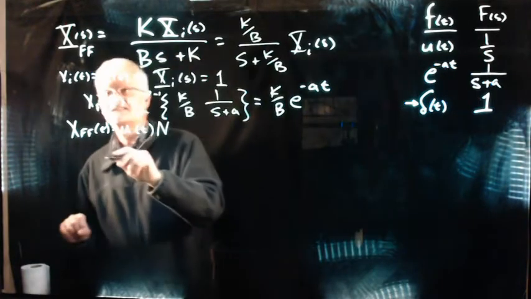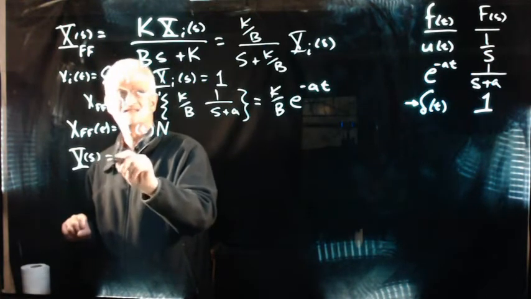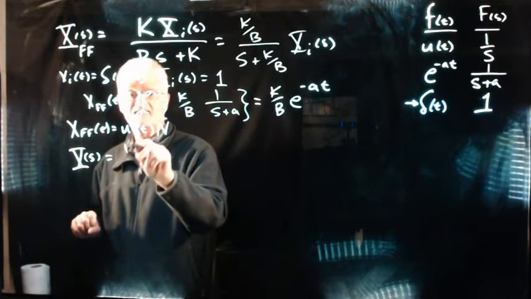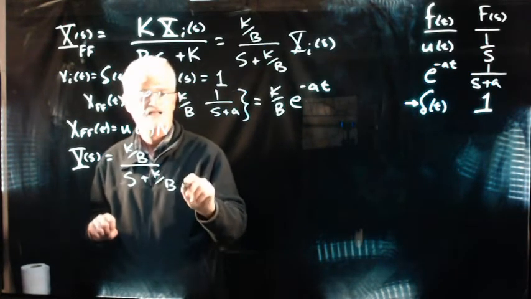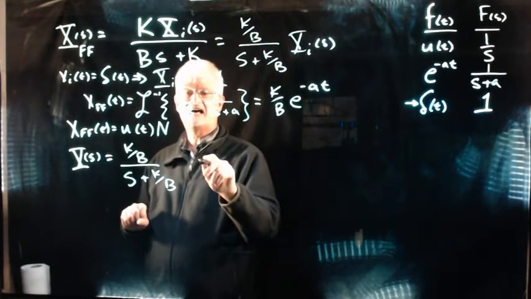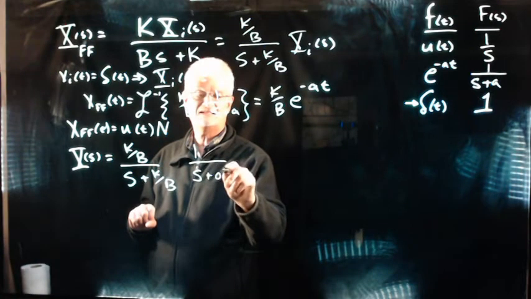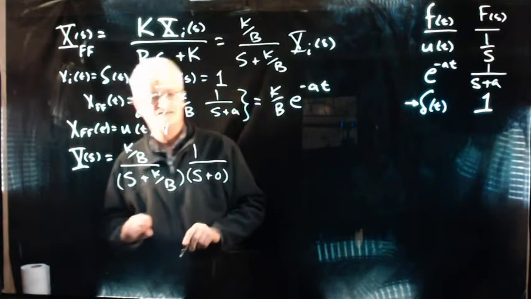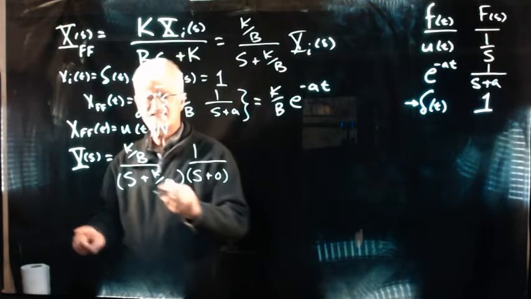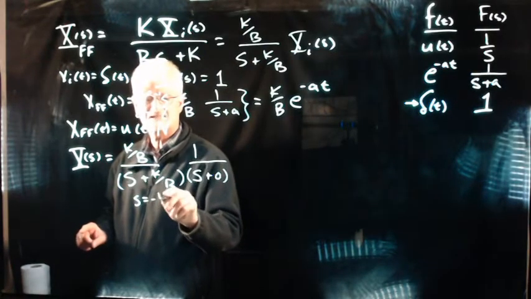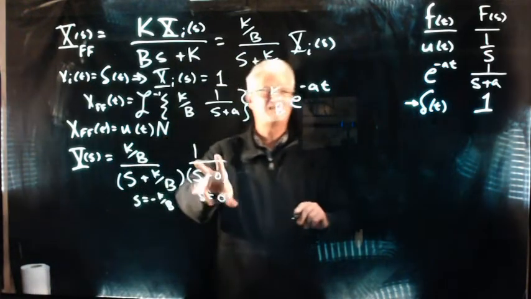Okay, so what we can see is that in this case, x of s is equal to k over b divided by s plus k over b. And now we have to multiply this times 1 over s. I'm going to make this s a little bit different, so I'm going to say this is also 1 over s plus 0. I'm emphasizing this because this has a root that is minus k over b. This says s equals minus k over b, and this one says that s is equal to 0. So both of these parts have those roots.